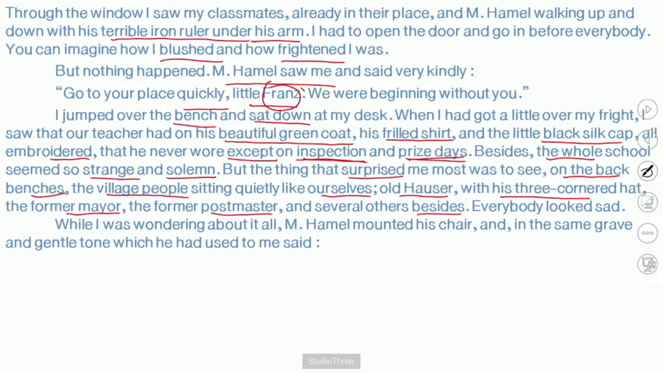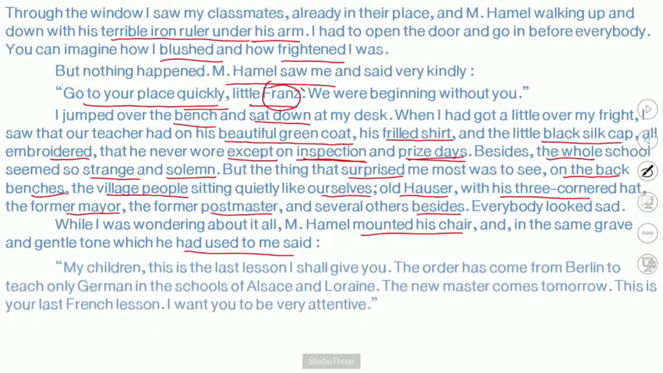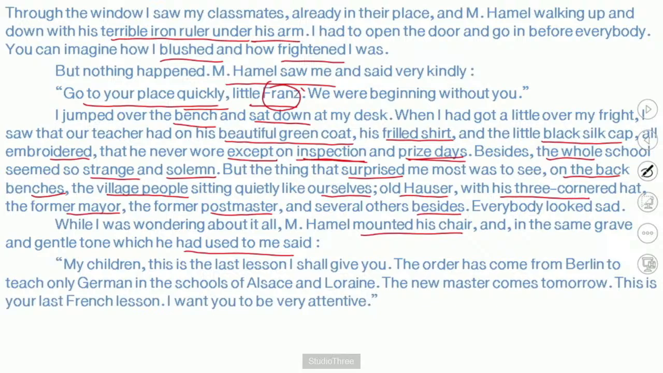While I was wondering about all this, Mr. Hamel mounted his chair and in the same grave and gentle tone which he had used with me, he made his request. What did he say? My children, this is the last lesson I shall give you. The order has come from Berlin, Berlin is in Germany, to teach only German language in the schools of Alsace and Lorraine.